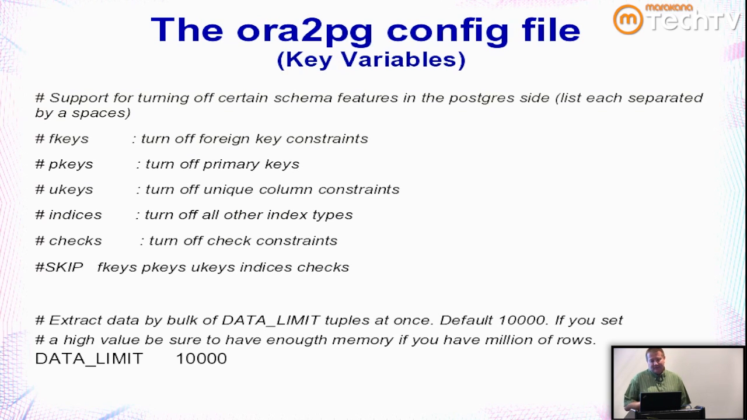The data limit is by default set to 10,000. Is that 10,000? 100,000. Which means that each copy statement is going to dump 100,000 rows, and then it'll add multiple copy statements to the file. You can tweak this. Obviously, just be careful about tweaking it too high, because you don't want to force your machine to get into a swapping scenario.